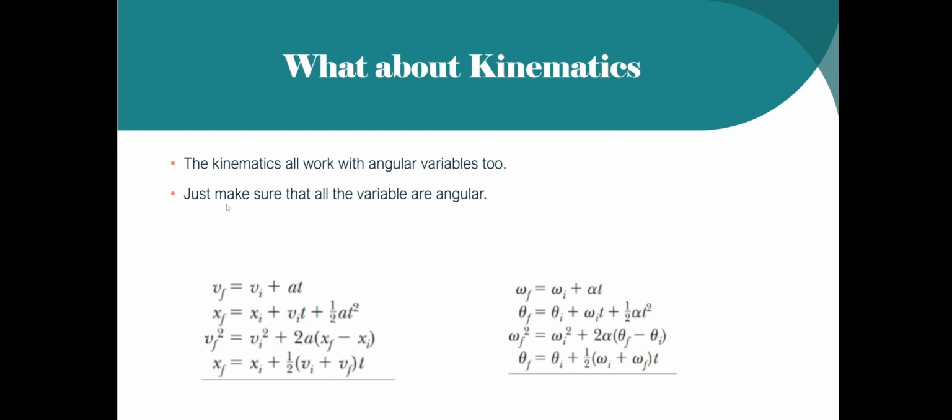It's just important to make sure that all the variables are angular. You cannot mix and match the two without doing a proper conversion. They're not one-to-one. You can't just pull out alpha and put in a. That is not how they work. I'll show you the conversions later in the chapter. As long as it all remains angular, you can make those substitutions.